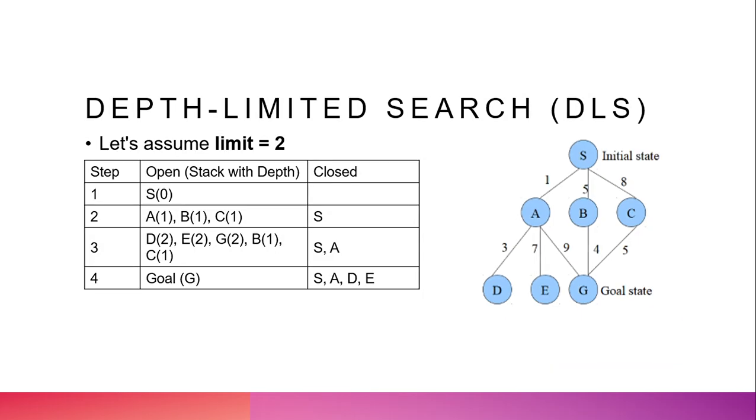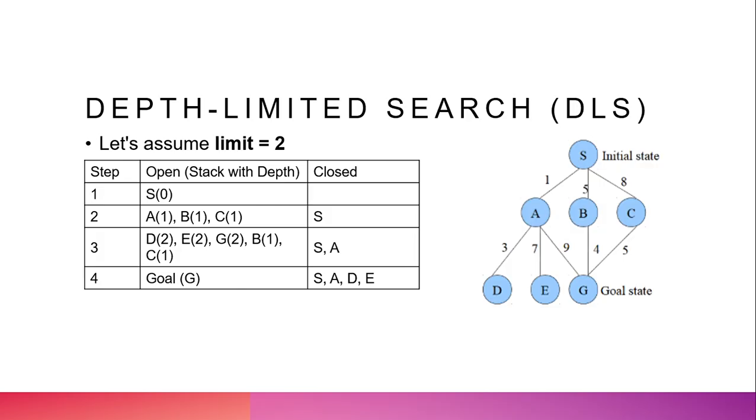Next search algorithm is the depth limited search algorithm, that is DLS. Suppose the limit given to your graph is 2. So the same graph I have used, where S is the start node, G is the goal node, and the limit is given as 2. Limit 2 means after limit 2 we cannot move further.